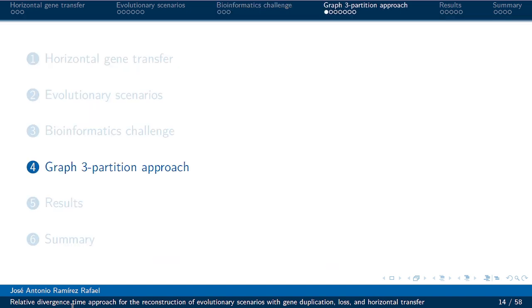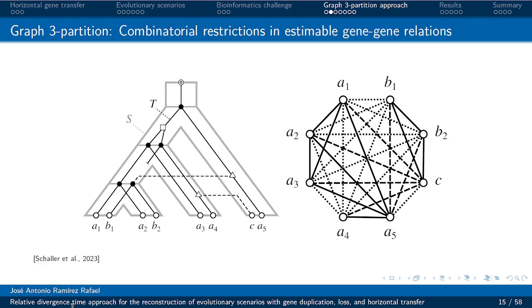Okay, so now I will present our approach, the graph tripartition. Let's assume that collaborators provide a theoretical characterization. So we assume that we know the evolutionary history. In other words, we know a gene tree embedded inside a species tree. Based on this evolutionary scenario, we can construct a graph like this one, which is called graph tripartition. This is a graph where everything is connected with everything, but we have three different kinds of connections. That's why it's called graph tripartition. So I will disentangle this a little bit.